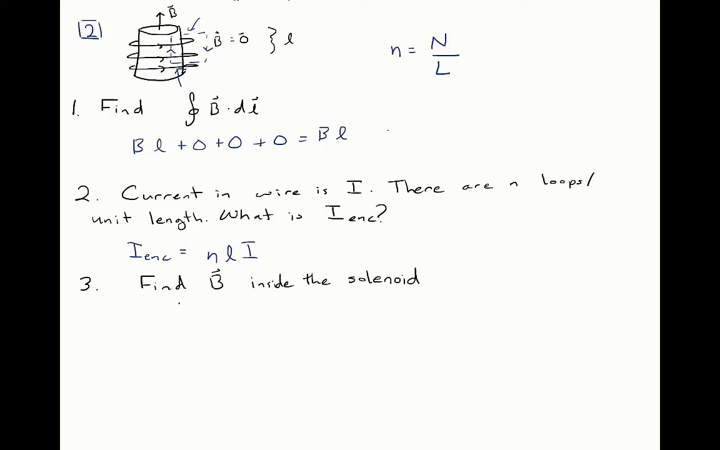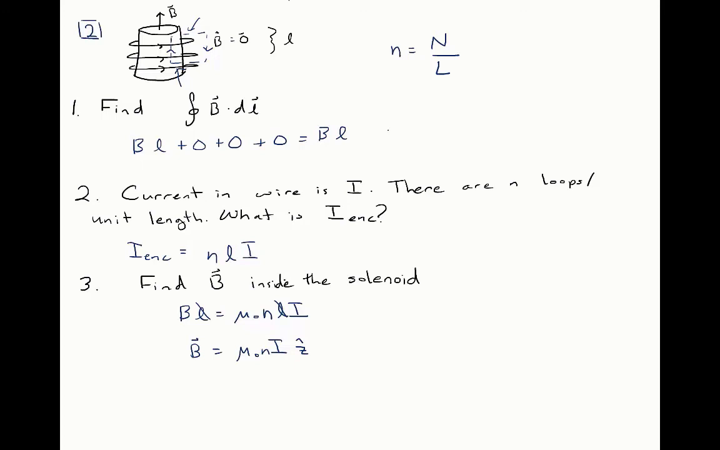Okay, so we have our path integral on the left side equals mu naught times the current that's enclosed, or I total, whatever you want to call it. So our L's cancel. That's good because we arbitrarily defined how tall our Amperian loop was. So the magnetic field is just mu naught n I. And we already decided it's in the z-hat direction. So let's put that label on. Okay, so we have a magnetic field that's constant inside the solenoid. Alright, let me know what you think of that one.